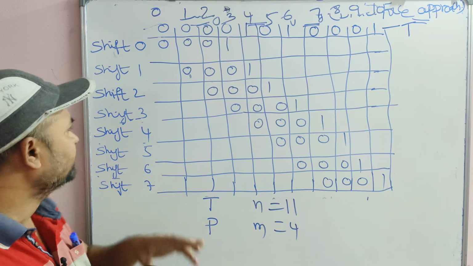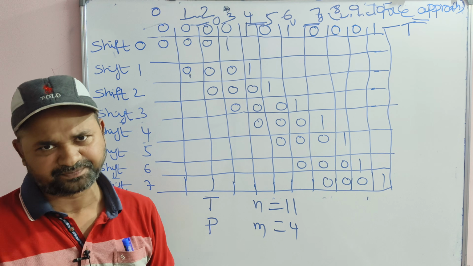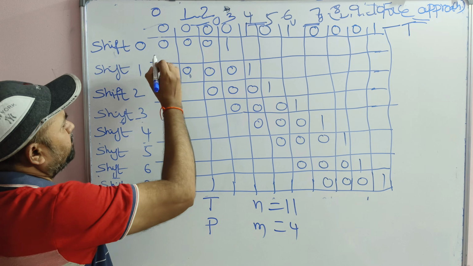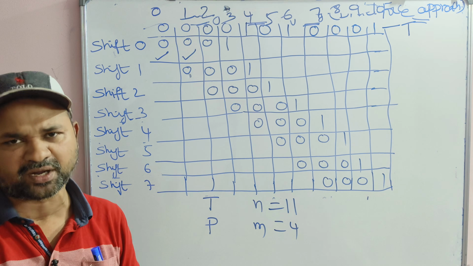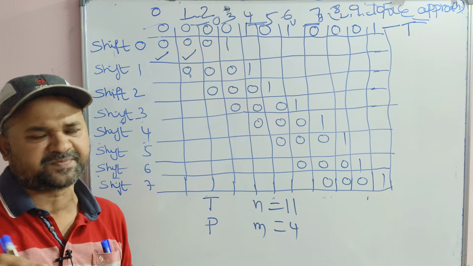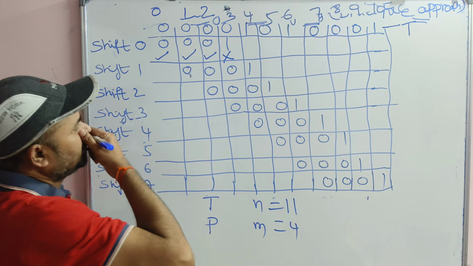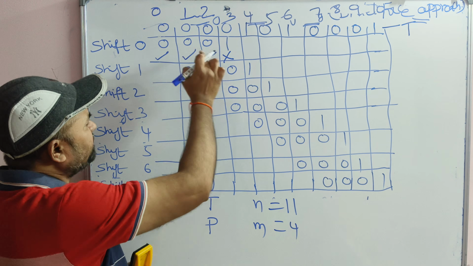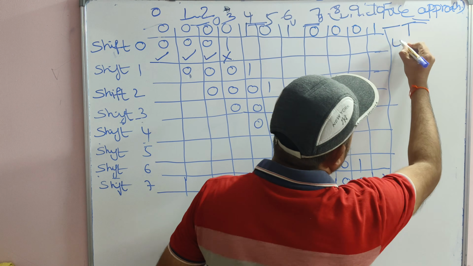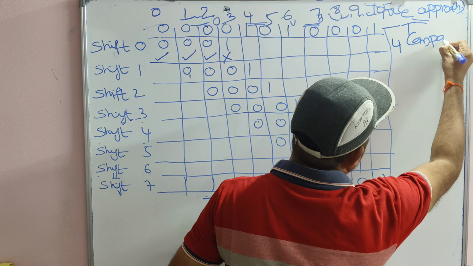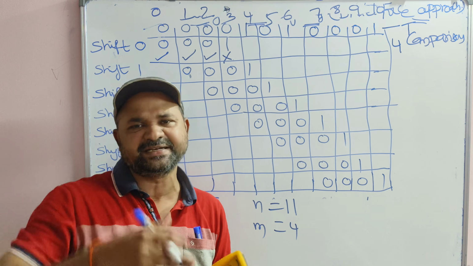Now compare the characters of the pattern with the characters of the text. 0, 0, match. 0, 0, match. If it is a match, then put a tick mark. If mismatch, then put a cross mark. 0, 0, match. 0, 1, mismatch. So totally how many comparisons are there? 1, 2, 3. Mismatch is also a comparison. So totally 4 comparisons. Here we have to find out the number of comparisons as well as at which indexes the pattern is present in the text.